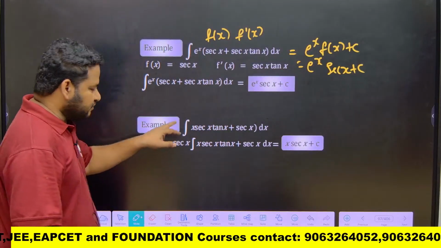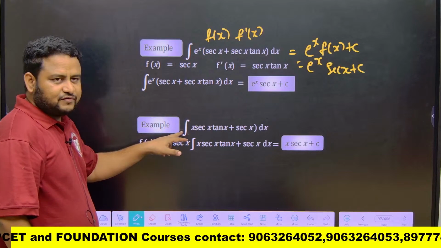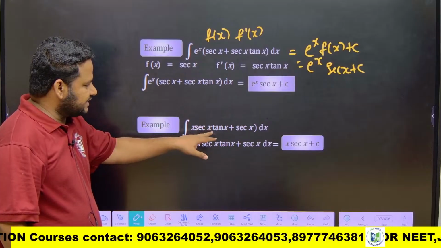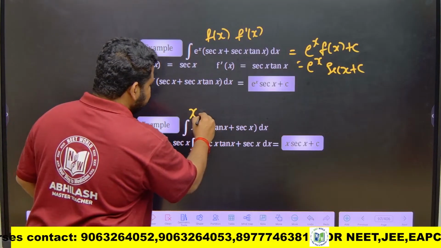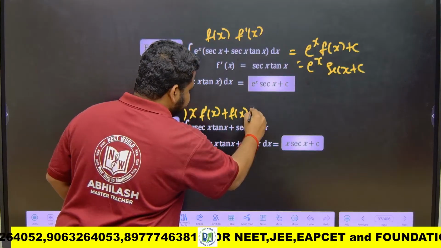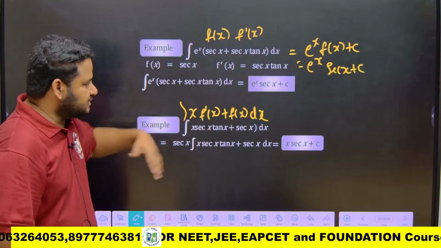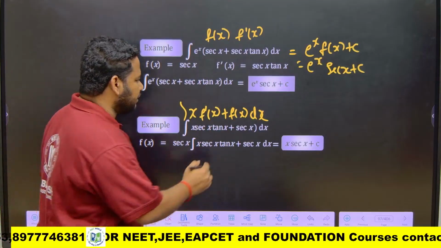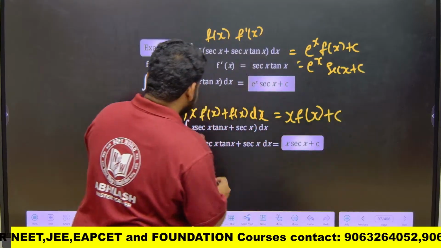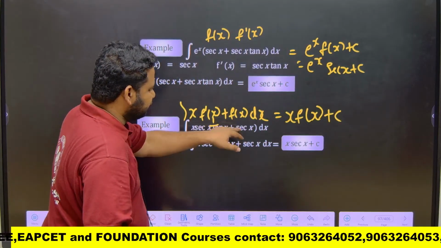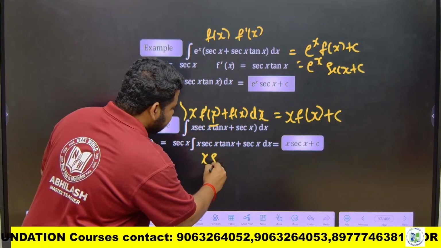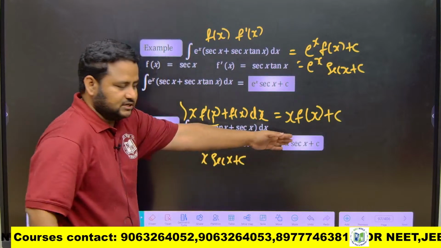Now another example for the second type: instead of e power x we have x, that is, the integral of x times secant x tan x plus secant x, which is x times f dash of x plus f of x dx. What is the answer to this question friends? The answer is x times f of x plus c. Here f dash of x is secant x tan x and f of x is secant x. So the answer becomes x times secant x plus c.